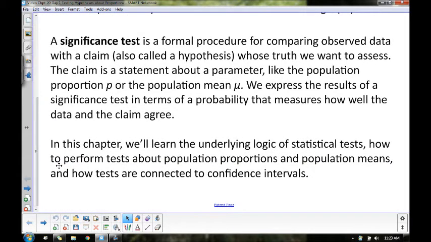So we're going to be talking about the logic of these tests and how to perform them. Again, we're just focusing today on population proportions, p's, and then looking even closer at the relationship between confidence intervals and a hypothesis test. A confidence interval starts with the sample and uses that to estimate the parameter. A hypothesis test starts with what we think the parameter is and uses a sample statistic to either justify or contradict that claim.